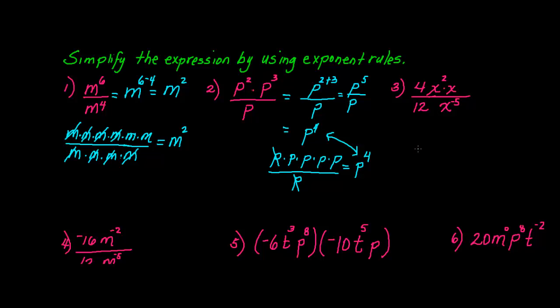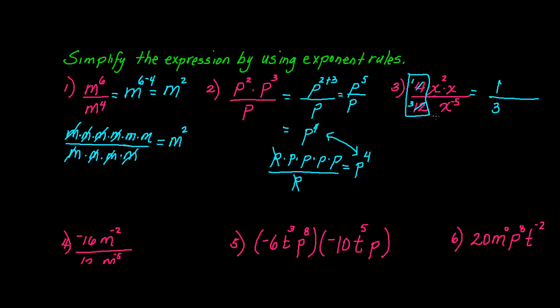For number 3, 4x squared times x over 12x to the negative 5th power. In this case, I want you to work with the numbers first. And what I want you to do with these numbers is simplify it. That means you reduce the fraction, which means you look for a common factor. So a common factor between 4 and 12 is 4. That means I can divide 4 into 4, and I'll get a 1. And I can also divide 12 by 4, and I'll get a 3. So far, this is looking like 1 over 3.